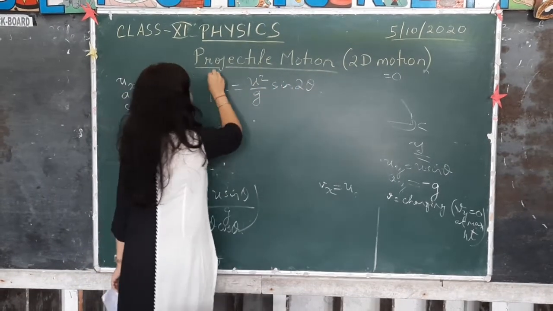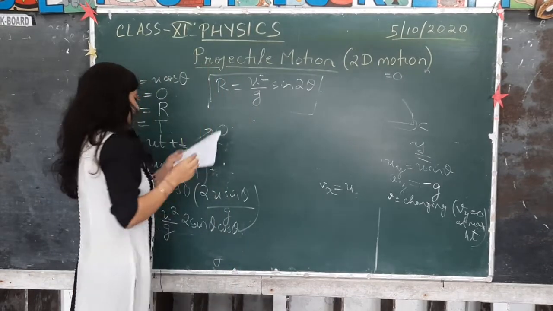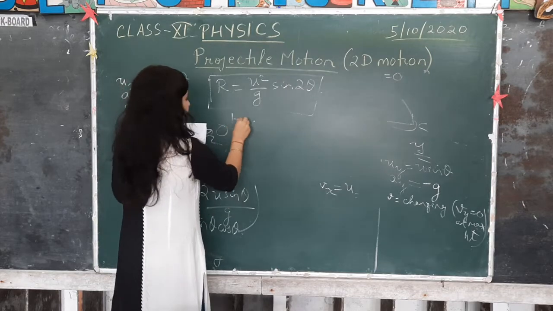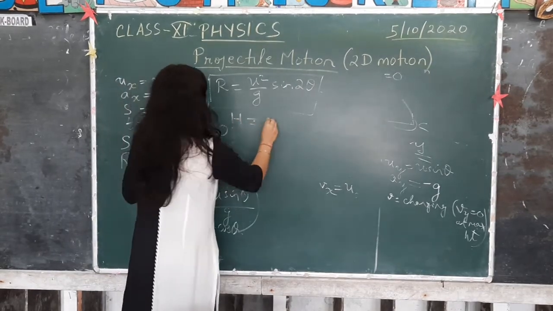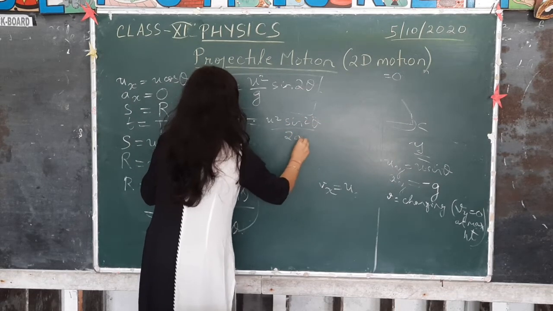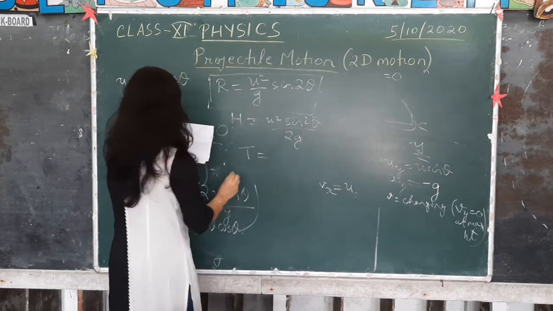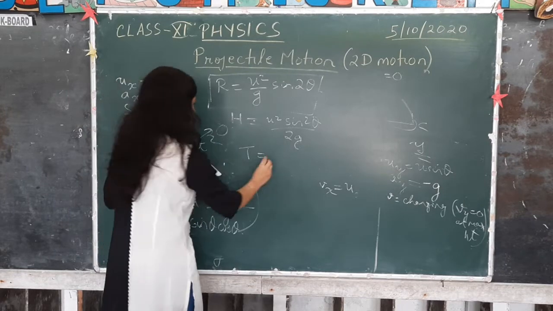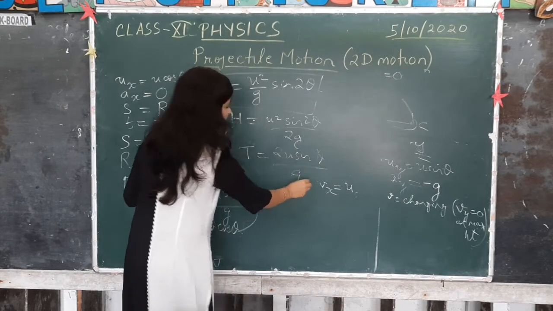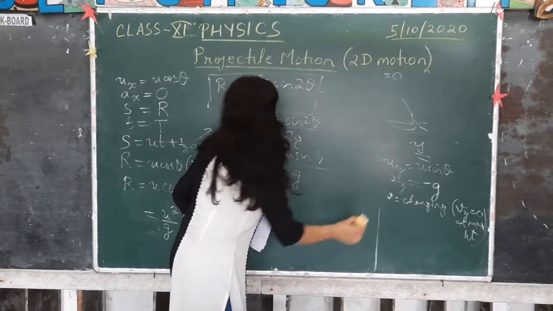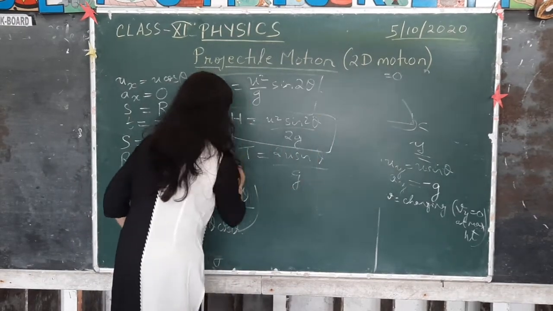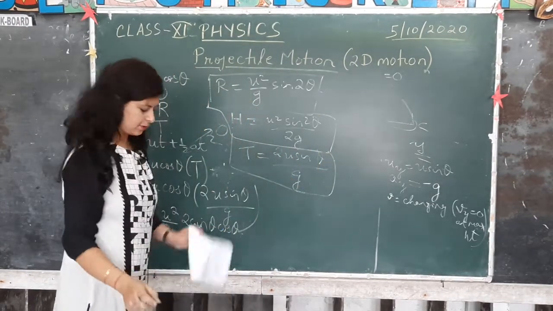So this is the formula for horizontal range, and the formulas for the previous two were maximum height, H is equal to u square sin square theta by 2g, and we also had calculated the time of flight to be equal to 2u sin theta divided by g. Alright, so these three formulas you have to learn, because it will be helpful for you to solve the numericals.